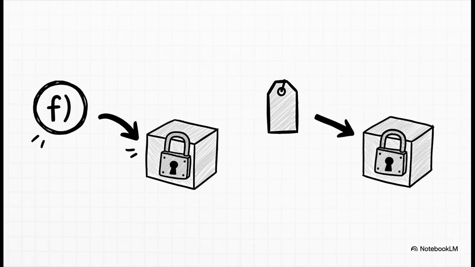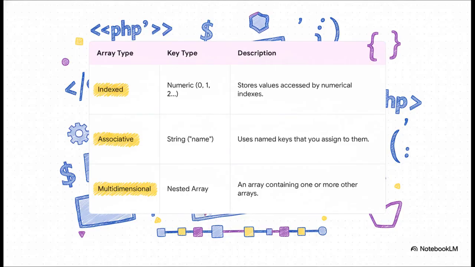And you'll see two main ways to create them. You can use the define function, or you can use the const keyword. They both work, but you'll find that const is generally preferred in more modern PHP, especially when you start working with classes. Okay, arrays, this is huge.